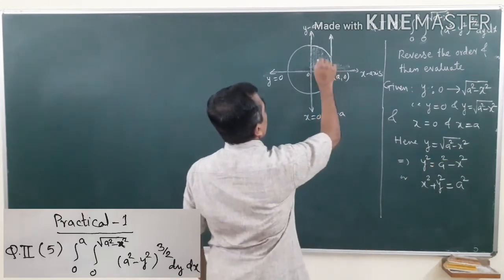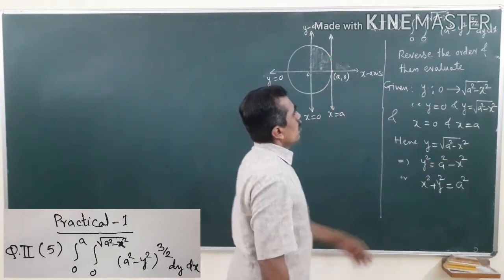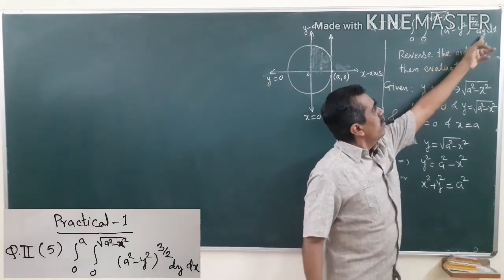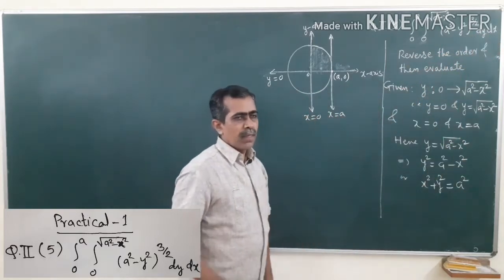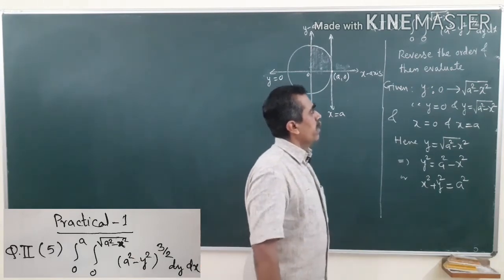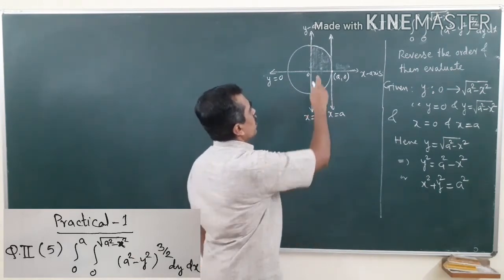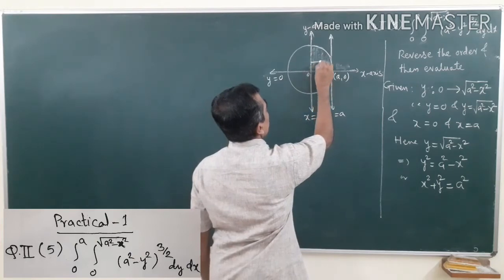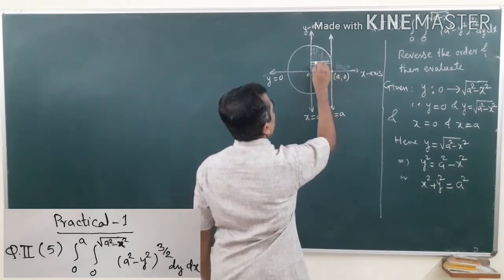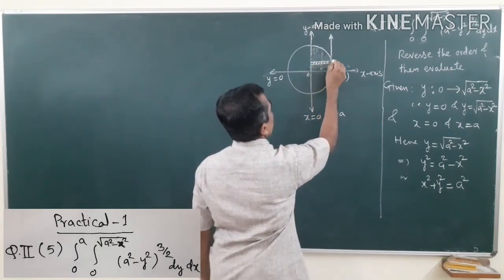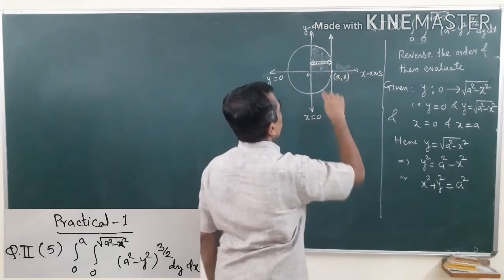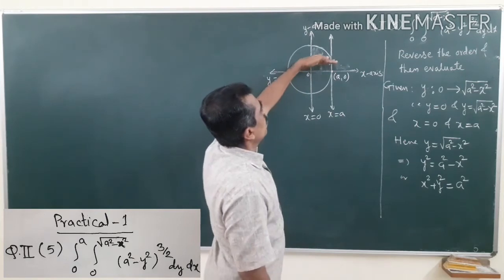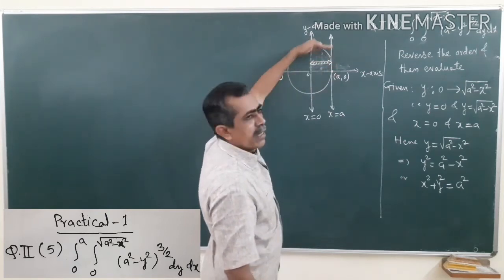So, this is our region of integration. Now, to make the integral first with respect to x, we have to change the order of integration. So, to make it first with respect to x, take a strip or a line in this region parallel to the x-axis, and move the strip in this region of integration.